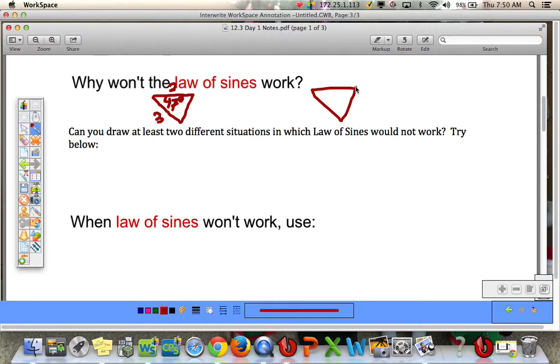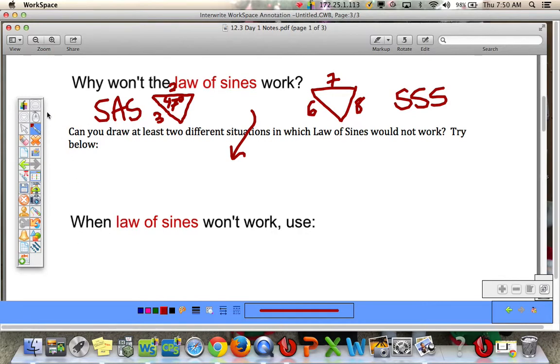Another time it won't work is if you have 3 sides. So let's say that this is 6, and this is 7, and this is 8. We don't have any angles, so we can't use law of sines. We wouldn't have a complete ratio. So side, side, side, if you have that, it's not going to work. And if you have side, angle, side, law of sines doesn't work. All right, I should have drawn that down here.